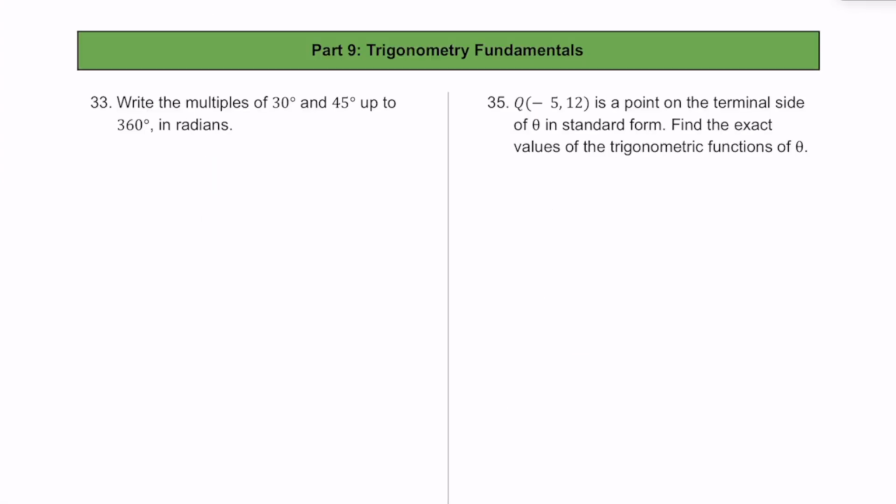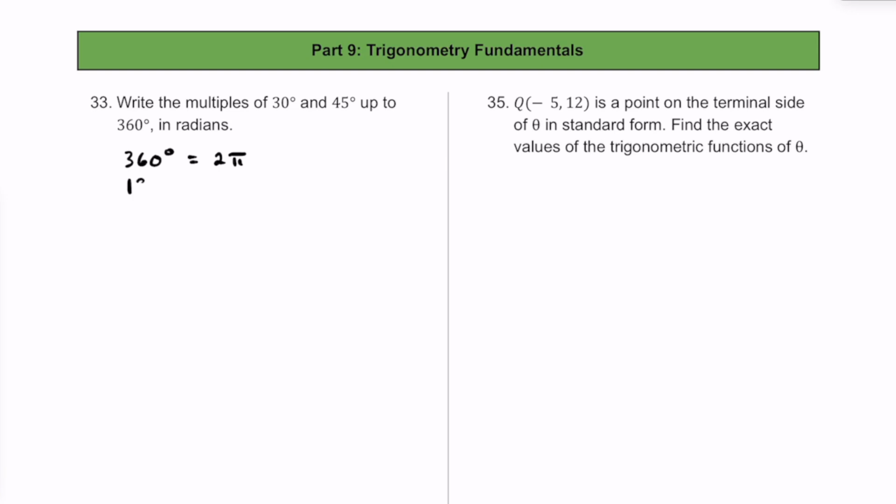In part 9, let's take a look at some trigonometry together. So in 33, let's go ahead and write the multiples of 30 degrees and 45 degrees up until 360 degrees in radians together. So let's go ahead. Actually, I'm going to start with 360 instead. So 360 degrees is the same thing as 2 pi. So I think it's a good starting point here, okay? So I'm going to go ahead and break it down from here and then get smaller and smaller, but I'll fill in the blanks as we go.